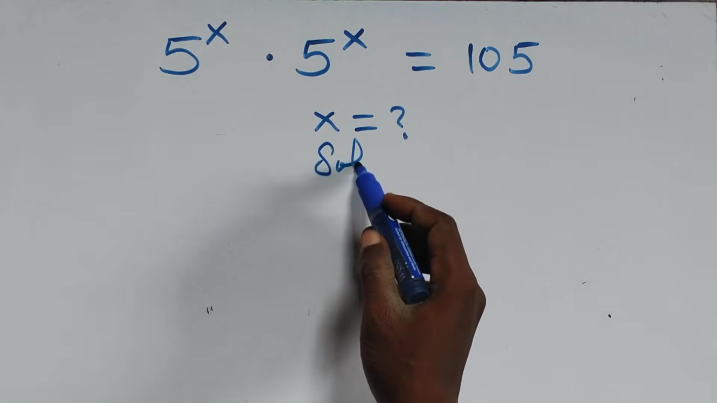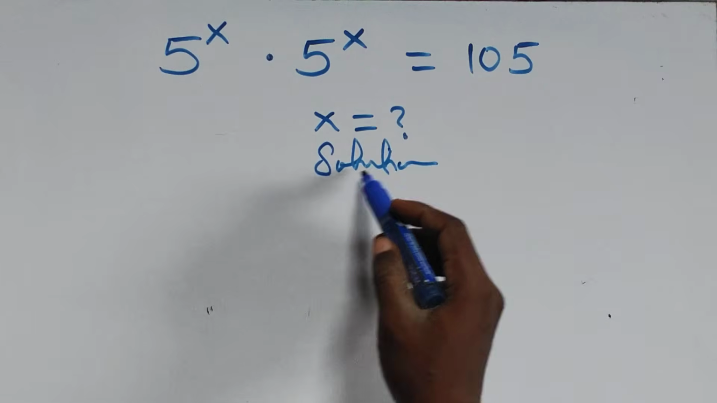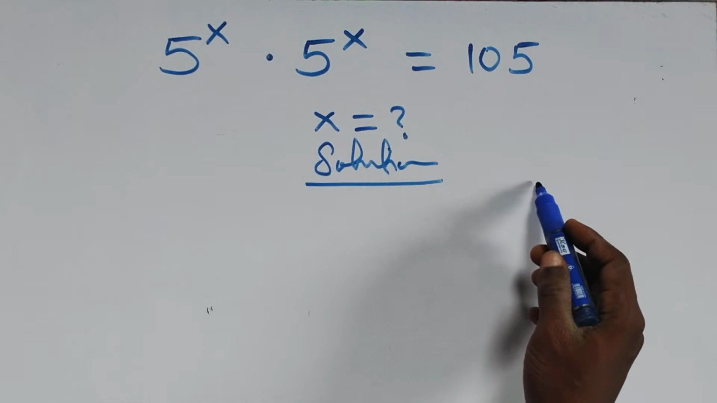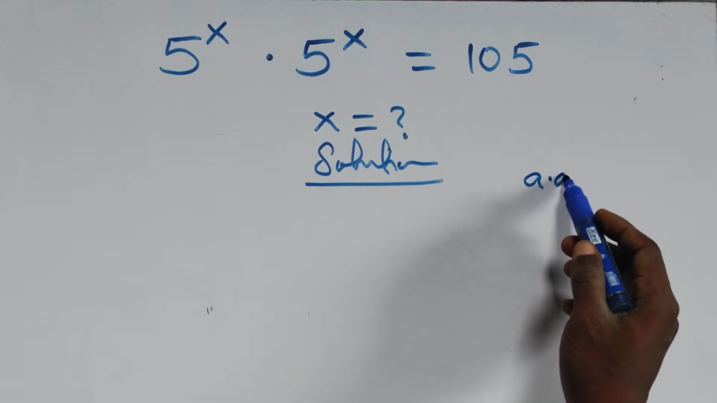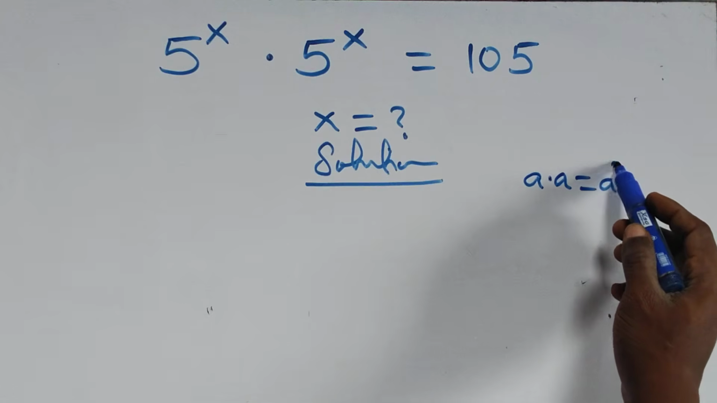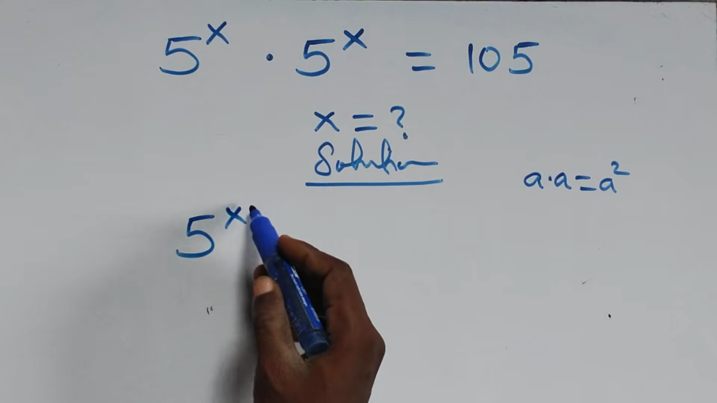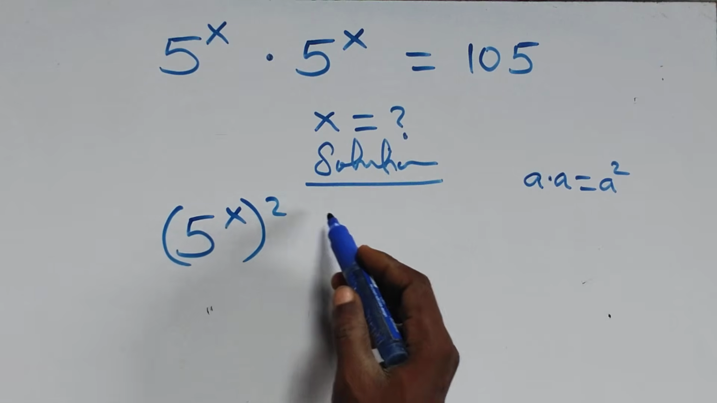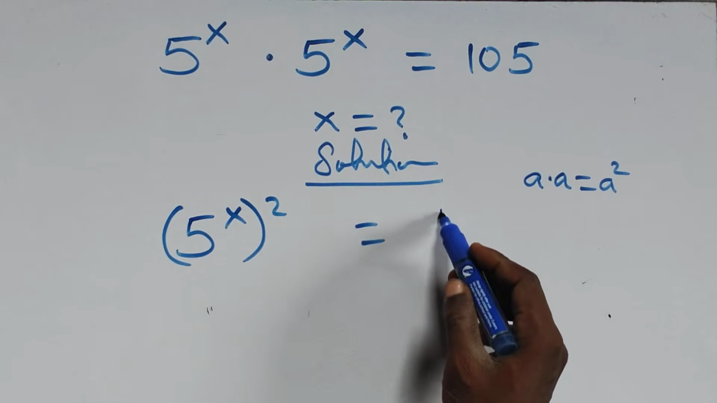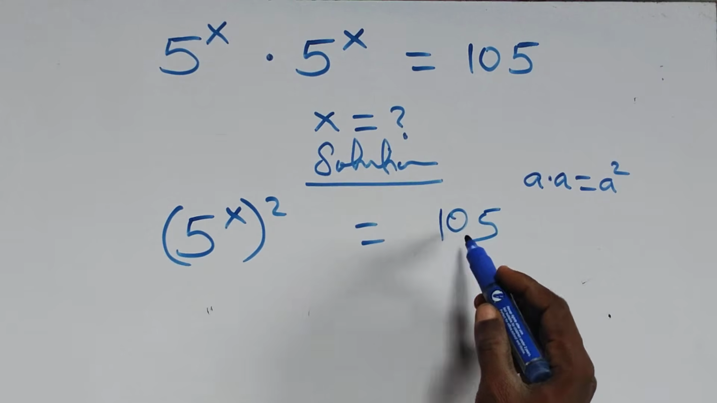Solution from here, from what we have here, follows a times a, which is the same thing as a squared. That is, here you can write it as 5 raised to power x squared equals to 1 around 5 here.